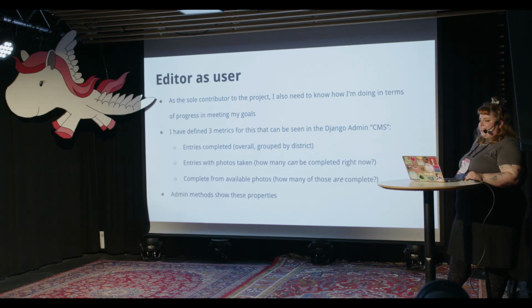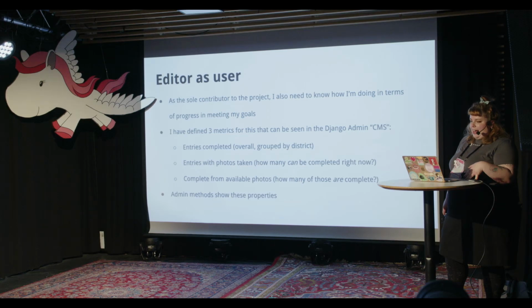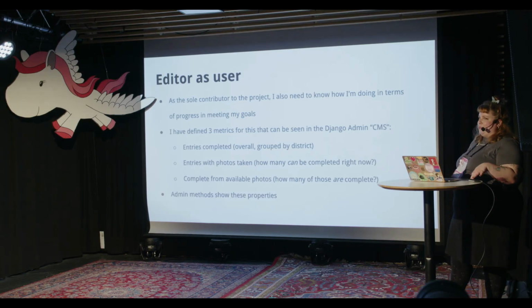And those 3 are entries completed, so how many overall or per district. How many entries have already had the pictures taken for them? So how many of available entries can be completed? And then how many of them are actually complete of the ones I have photos for? And so how I have an overview of these properties is with admin methods.